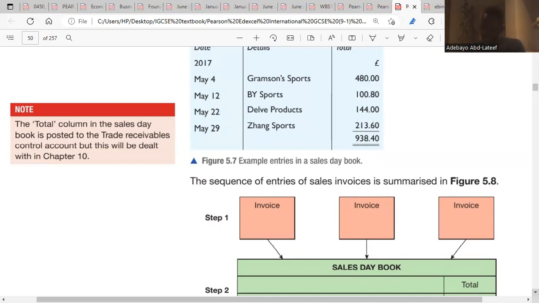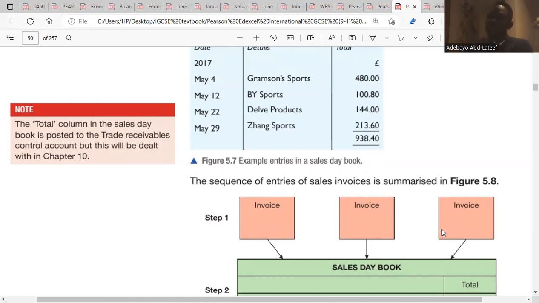So you write nominal ledger, revenue account, or sales account. Then date, details, amount on the debit side, date, details, amount on the credit side. On the credit side is where you record it. You write the date, May 31, because that is the end of the month. May 31, not 29. May ends on 31. Then your details will be credit sales for the month. Then the amount, 938.4. Is it clear?